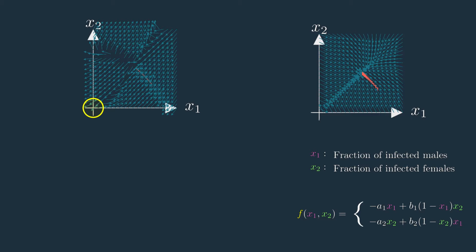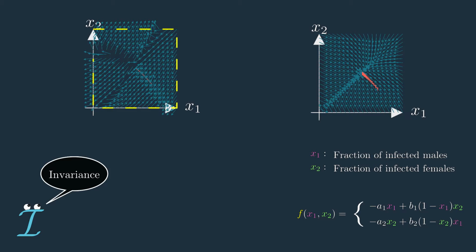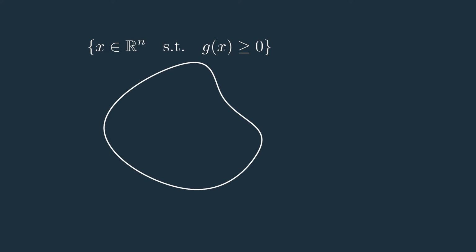What other side information can we think of? Well, the side information is telling me that the unit box should be invariant. This is simply coming from the fact that x1 and x2 represent fractions, and as such, they should be bounded at all times between 0 and 1. So how can you impose that a set is invariant during the learning phase? For simplicity, take a set that is defined by a single polynomial inequality. I want trajectories that start inside this set to never leave it. So how can I impose that?